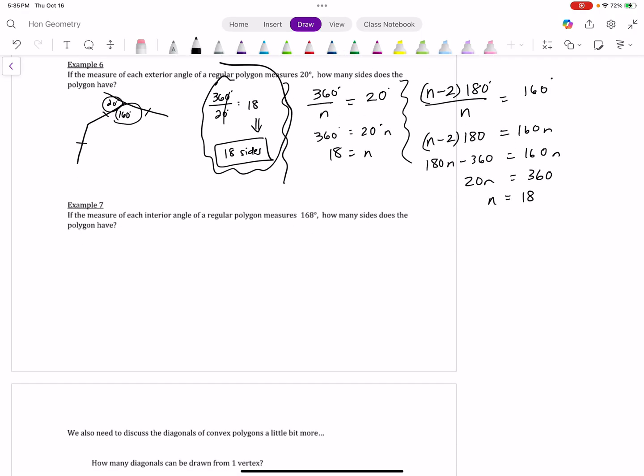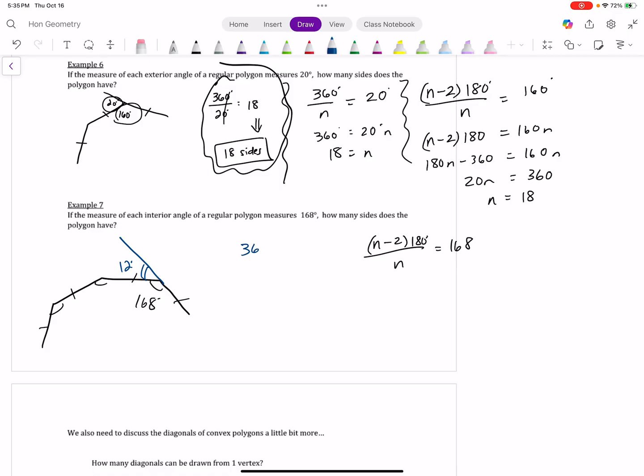If the measure of each interior angle, okay, so however big they are, so it's regular, I don't know how many sides, but I know that all these are 168 degrees. Again, we could go the number of sides minus 2 times 180 divided by the number of sides. I know that's 168 degrees. Let's solve it for n. But we could also just do this. Hey, look, that's 12 degrees.